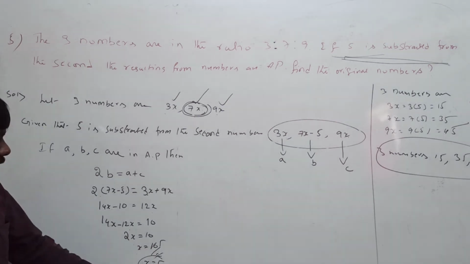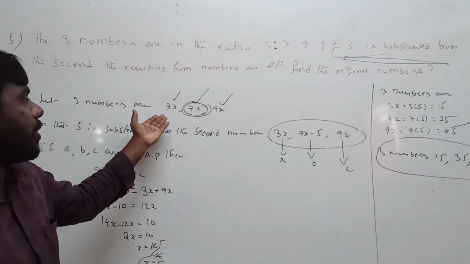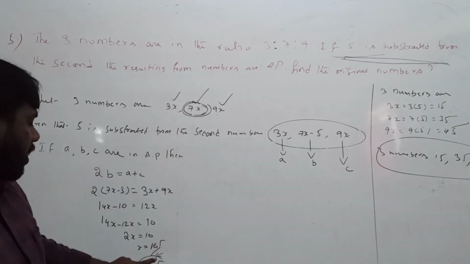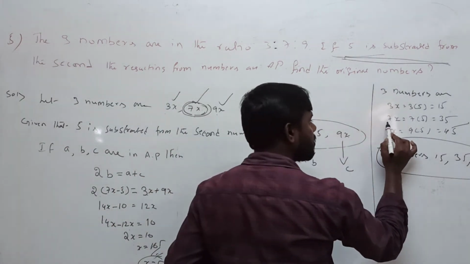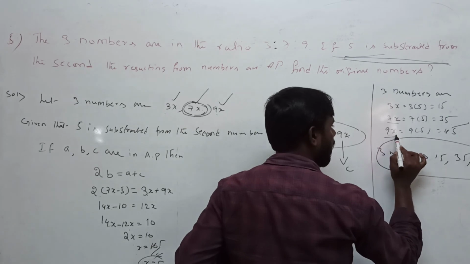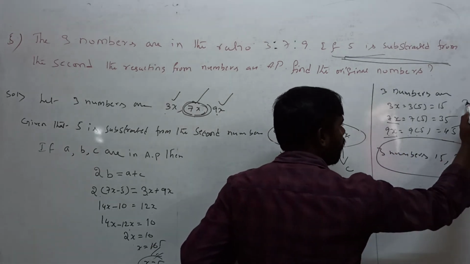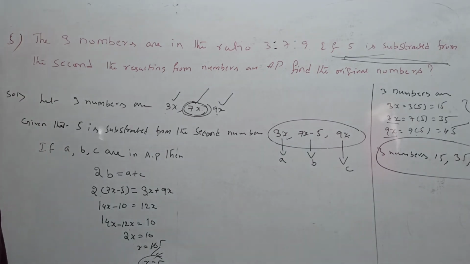You got the x value, and substituting it in what you assumed as the three numbers: first is 3x, x value is 5, 3 into 5 is 15. Second number 7x, 7 into 5 is 35. Third number 9x, 9 into 5 is 45. Finally you got the numbers in the ratio 15 is to 35 is to 45.